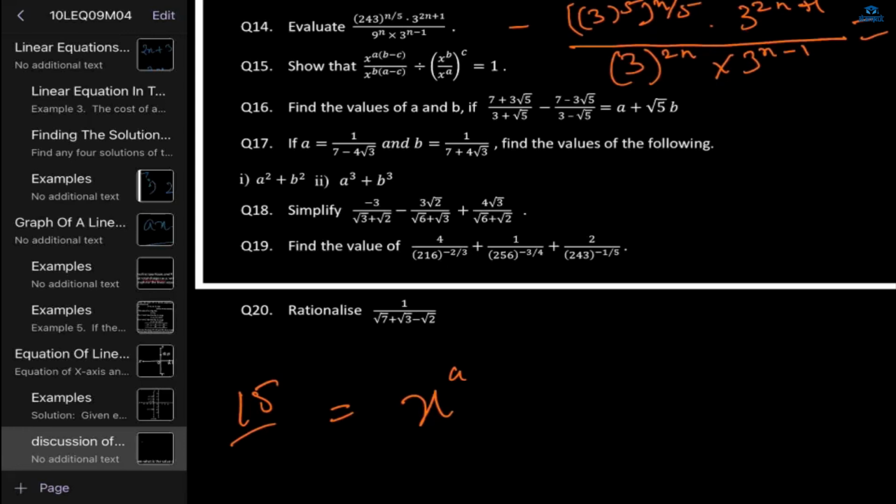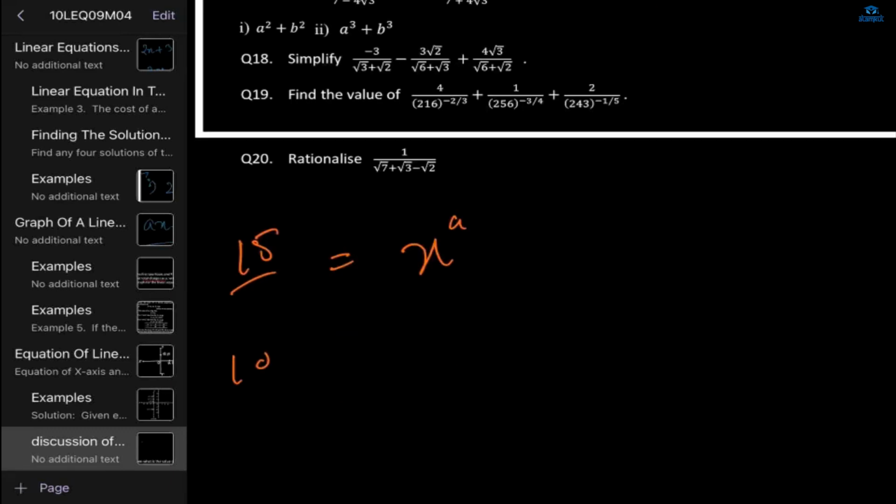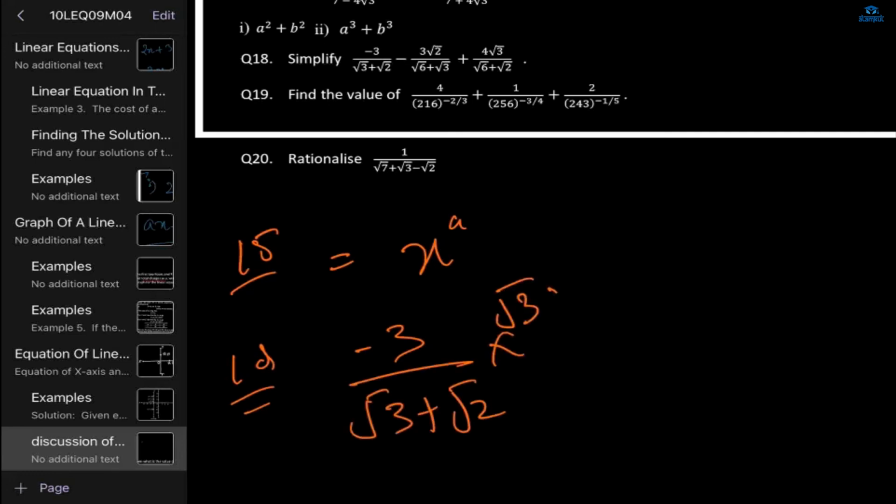Wait. Ma'am, in the 18th one, we just basically had to rationalize it, right? Yeah, you only have to rationalize. Advika, what you can do is take each and every term separately and rationalize, or you can take it in one line only. In the same question, you can just simply rationalize. Like it is written in 18, you can write 3 by root 3 plus root 2 multiplied by root 3 minus root 2.